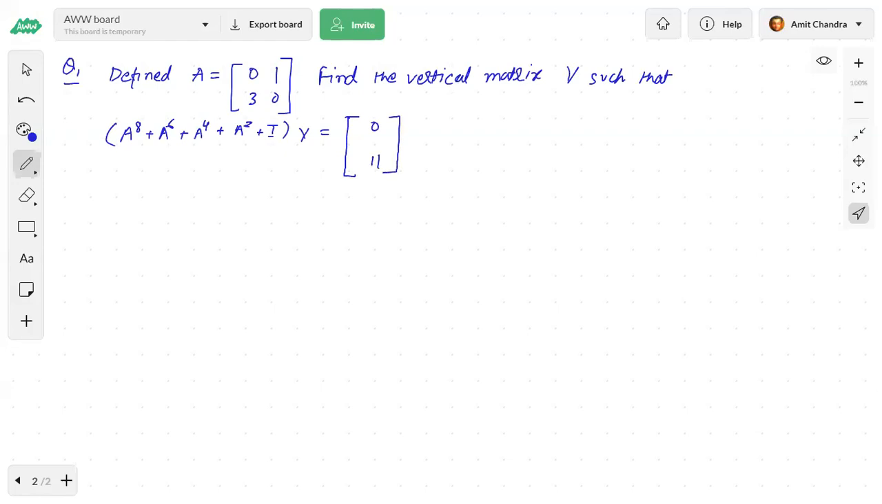The matrix is defined as A is equal to 0 1 3 0, and you have to find the matrix V which, when multiplied with A to the power 8 plus A to the power 6 plus A to the power 4 plus A square plus I, should give you the matrix 0 11. Solve it.